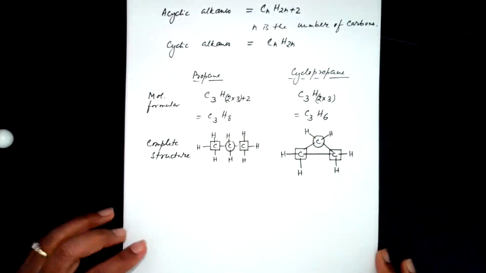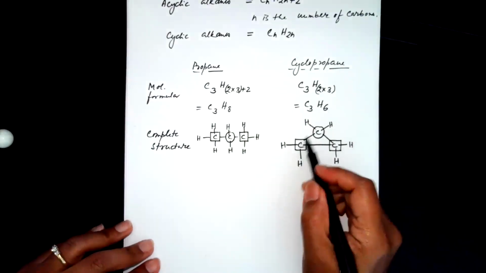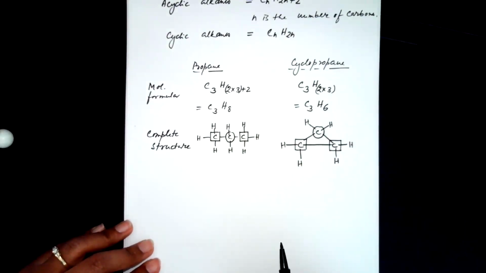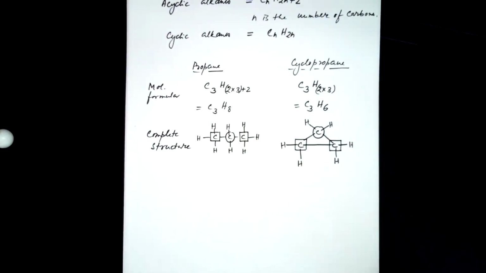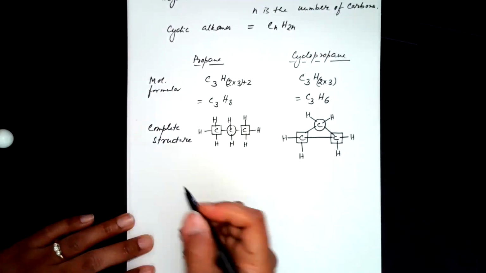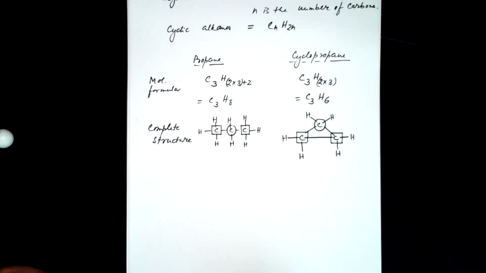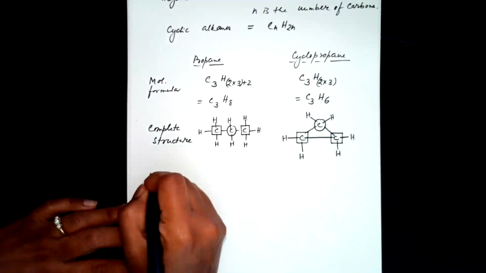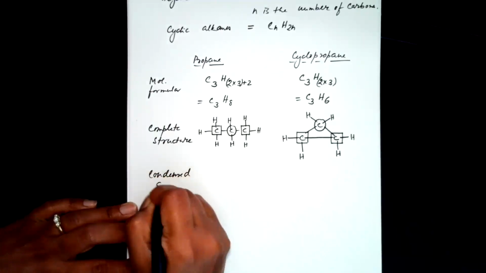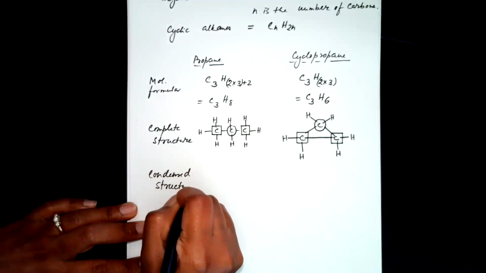So the molecular formula for this form is C3, 1, 2, 3, 4, 5, 6 hydrogens. So CnH2n. If you were to draw the condensed structure, you can draw organic molecules in different forms. And I have a video that I had done previously that talks about mainly acyclic molecules, drawing acyclic molecules. So the other way to draw these molecules would be to draw their condensed structure.